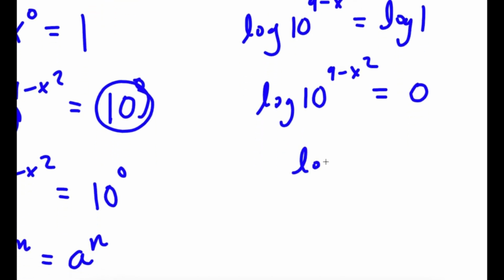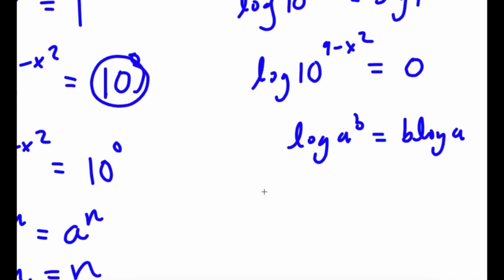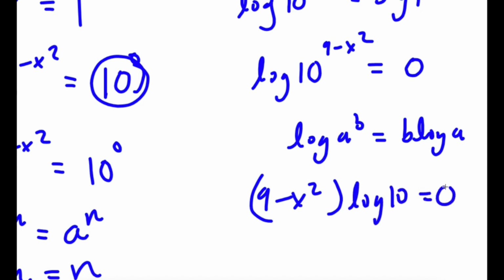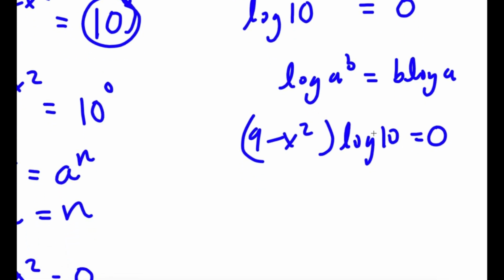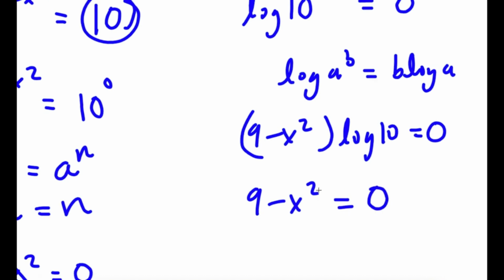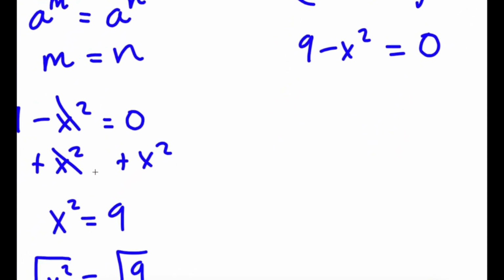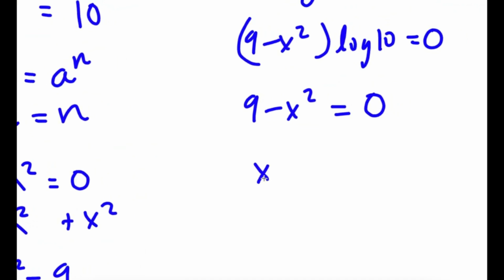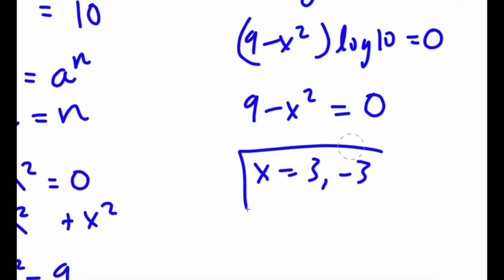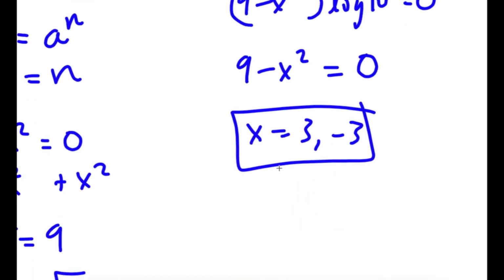And if I have something in the form log a to the power of b, this is the same thing as b times log a. So in this case, I have 9 minus x squared times log 10 is equal to 0. Now log 10, this is simply 0. Or sorry, this is simply 1. So now I have 9 minus x squared times 1, which is simply 9 minus x squared is equal to 0. And again, I'm back to where I started. 9 minus x squared equals 0, so x is equal to 3 or negative 3. So that is my second solution.